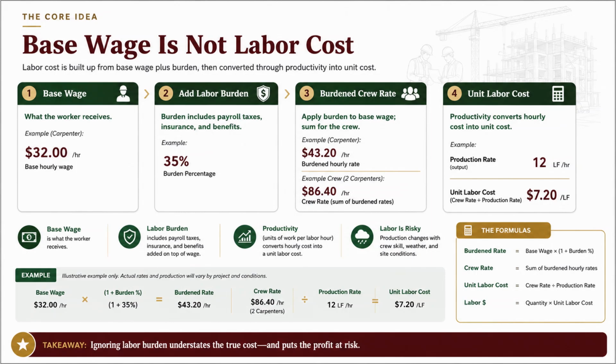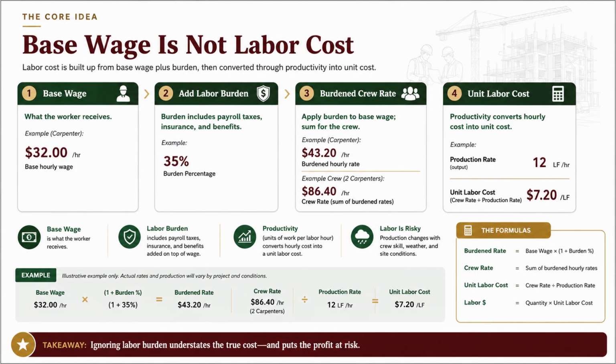Think about the 3 big buckets of direct cost. Material. You get a quote. You add tax and waste. The supplier has largely fixed your risk. Equipment. Rental rates are published. Again, mostly known. Labor? Labor is a forecast.